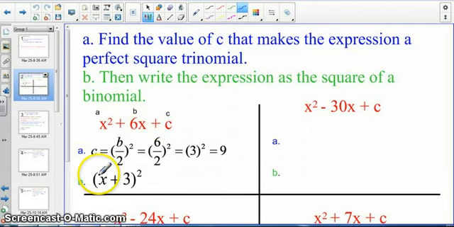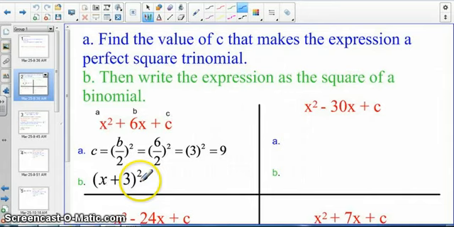Now to write that as a square of a binomial, what that means is we're going to have a binomial and it's going to be squared. We take that half of b. b divided by 2 is 3.